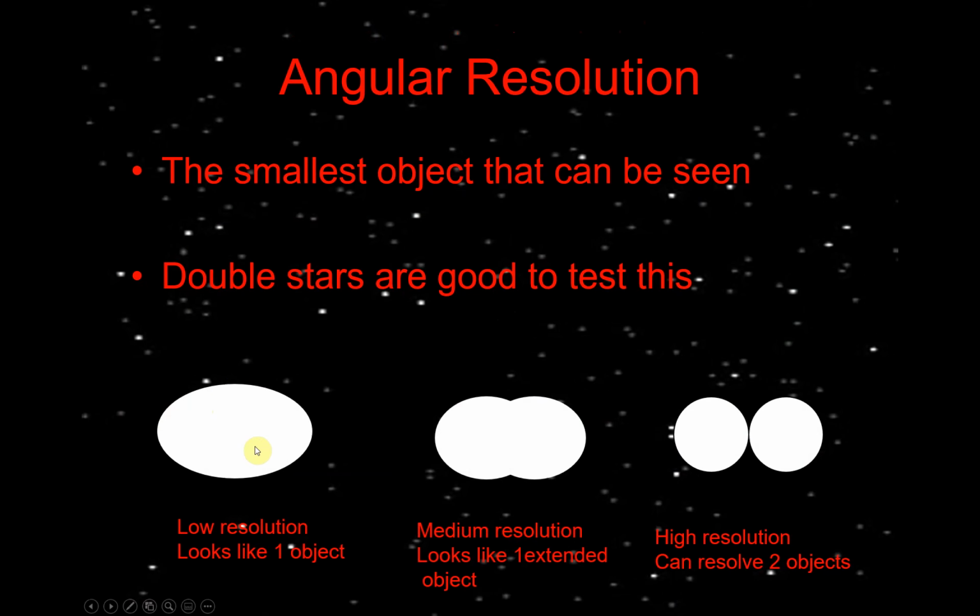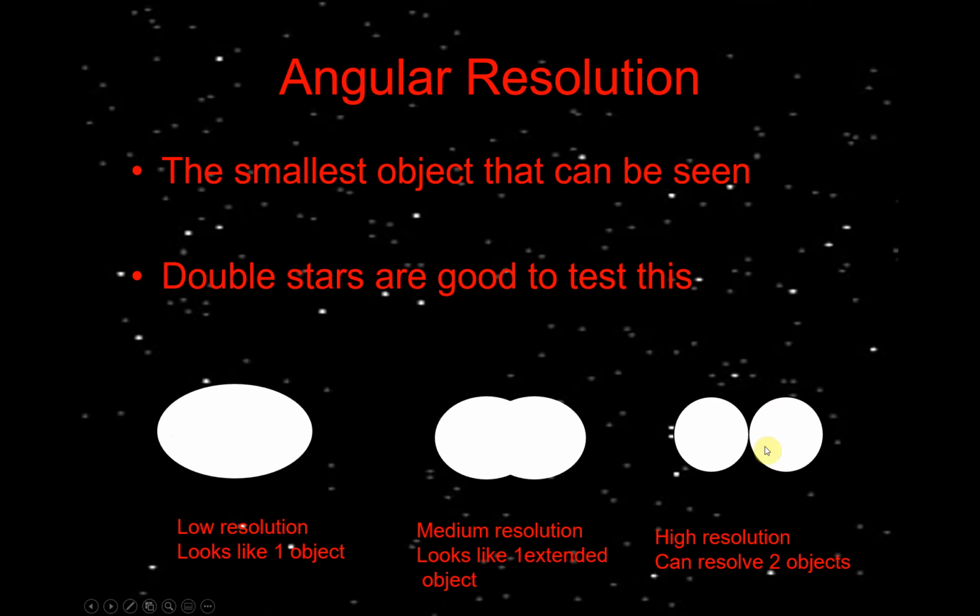So double stars are a great test of this with a telescope. These are two stars that are very close in space and essentially look like one object. So at low resolution, you might see this weird egg-shaped thing. At a medium resolution, you might see something that's a bit of a figure eight. Increase your resolution now to high resolution, and you might actually resolve two objects.